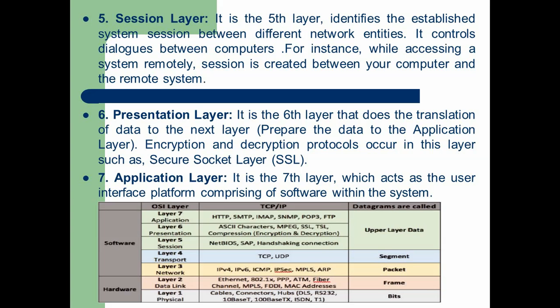Whereas datagrams are also called upper layer data. So the last three, that is layer numbers 7, 6, 5, refer to upper layer data. Whereas the fourth one is called segment, the third one is called packet, the second one is called frame, and the first one is called bit, the datagrams in network terms.